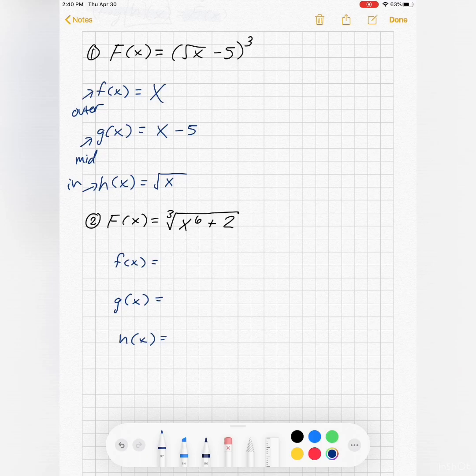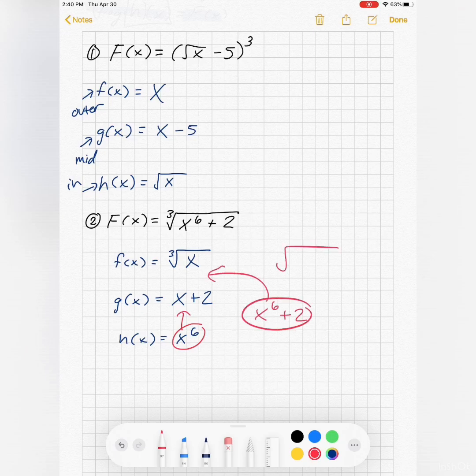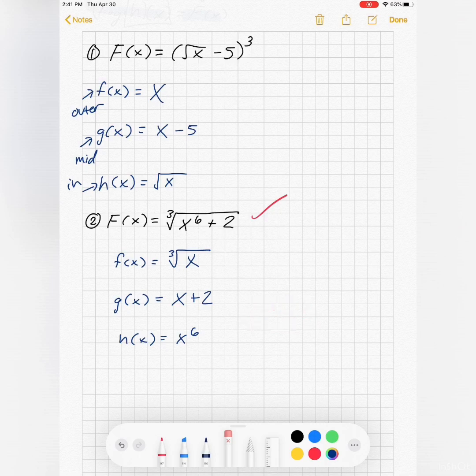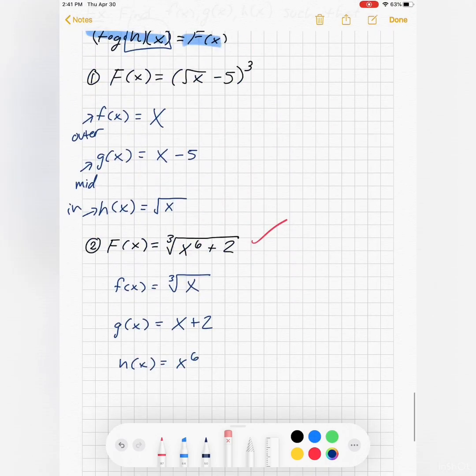Okay, so if I was to take a number and plug it in there, first thing I would do to that number is raise it to the power 6. Then I take that quantity and add 2. After that, I would take the cube root. So this would go here. Then this would go here. And I get that. That looks good. And I think that's everything.